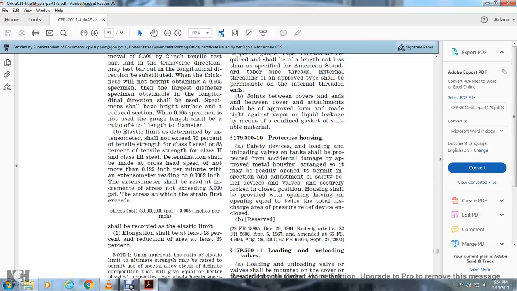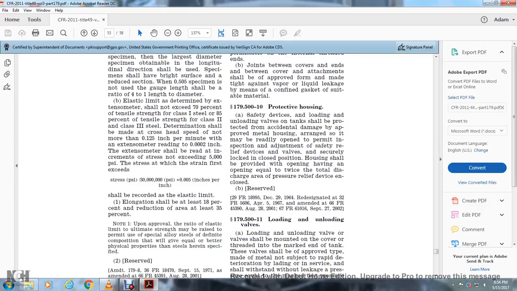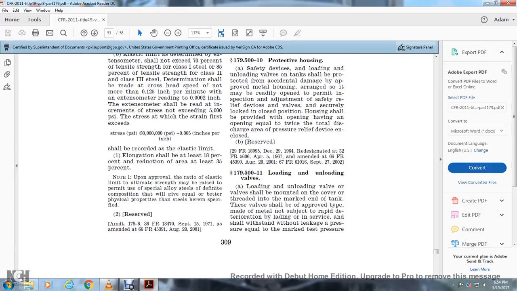B. The elastic limit determined by the extensometer shall not exceed 70% of the tensile strength for Class 1, or 85% of the tensile strength for Class 2 and 3 steels. Determination shall be made with the crosshead speed not more than 0.125 inch per minute, with the extensometer reading at 0.0002 inch. The extensometer shall be read with increments of stress not exceeding 5,000 psi, and the stress at which the strain first exceeds the limit shall be recorded as the elastic limit. The elongation shall be at least 18%, with a reduction of area of at least 35%.